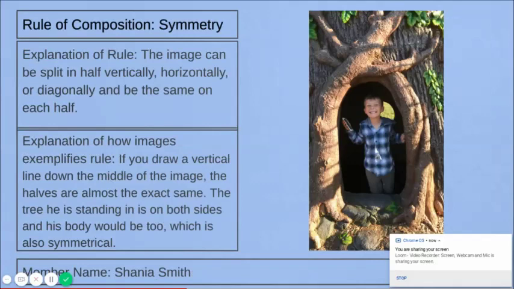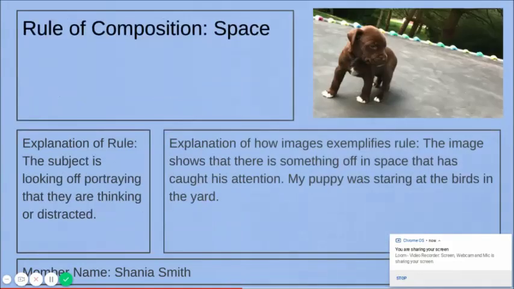I'm Cheyenne. I did the rule of symmetry. The rule of symmetry is when an image can be split in half with a vertical, horizontal, or diagonal line, and the photo is the same on both sides. The picture I chose, if you draw a vertical line down the middle of the image, the halves are almost the exact same. The tree he's standing in is on both sides, and his body would be too, which is also symmetrical.